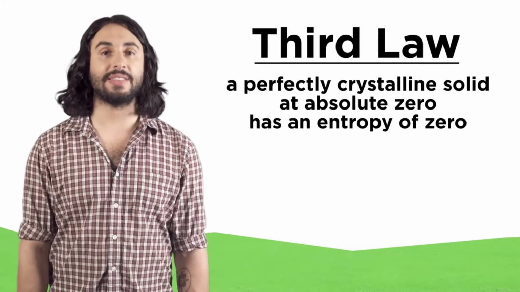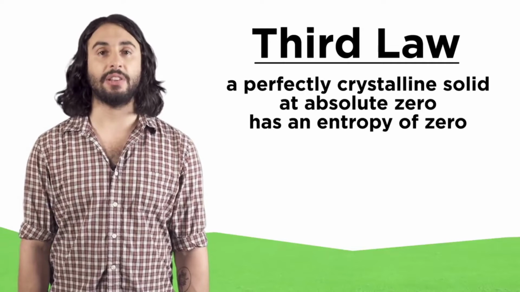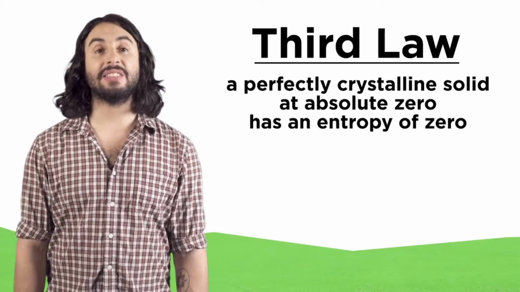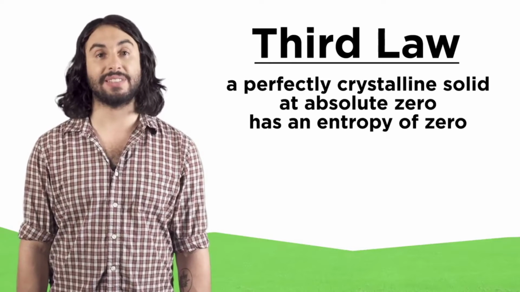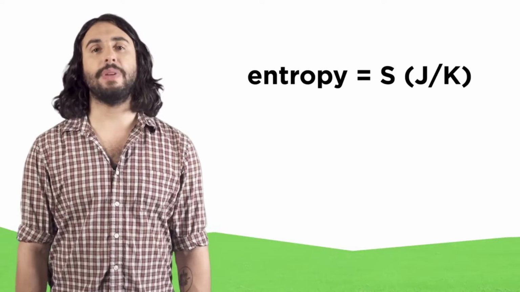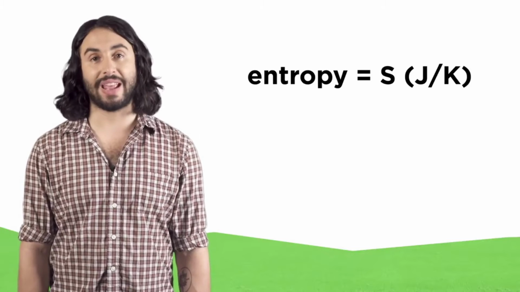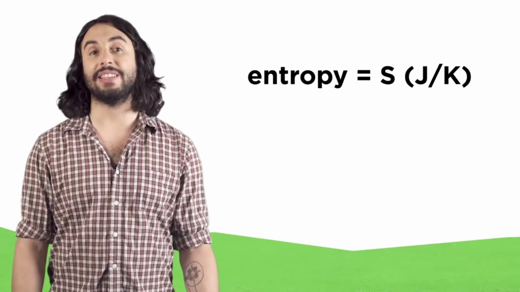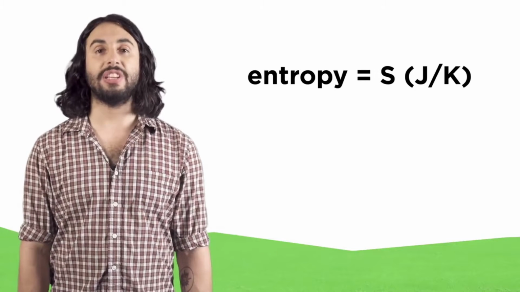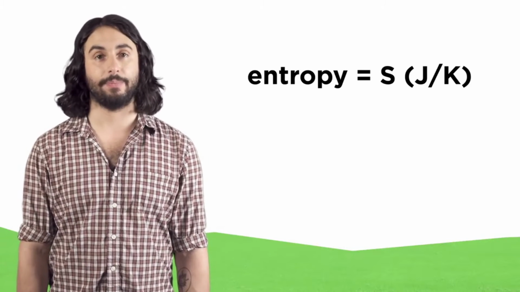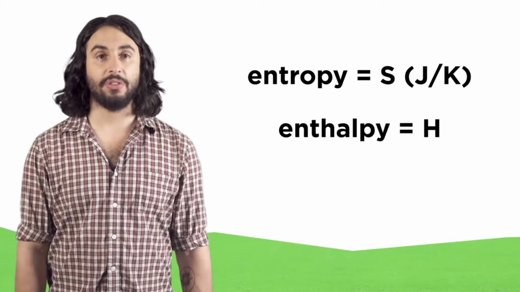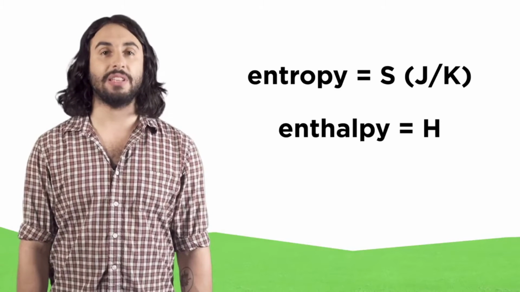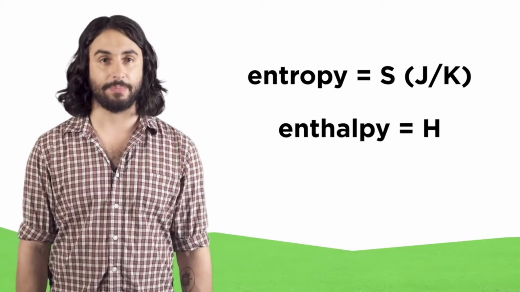The third law states that a perfectly crystalline solid at absolute zero has an entropy of 0, as this is the most ordered state the substance can be in. Entropy is measured in joules per Kelvin. Note that entropy is not a measure of energy itself, but of how energy is distributed within a system. It is enthalpy, the thermodynamic quantity we learned about before, that is more accurately describing the energy of a system.